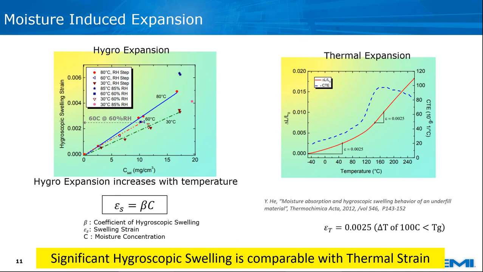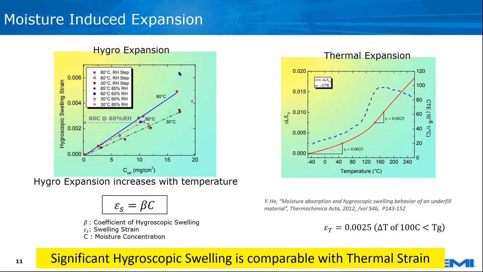The coefficient of hygroscopic swelling, denoted by the beta symbol, is used to describe the swelling characteristics of the material. It is basically the strain over the moisture concentration, or the slope of these lines that you have on the left. The coefficient of hygroscopic swelling usually varies with temperature. As the temperature increases, you can see the slope is getting steeper. Usually it is independent of RH, so if you change the RH, it still goes along the same slope.